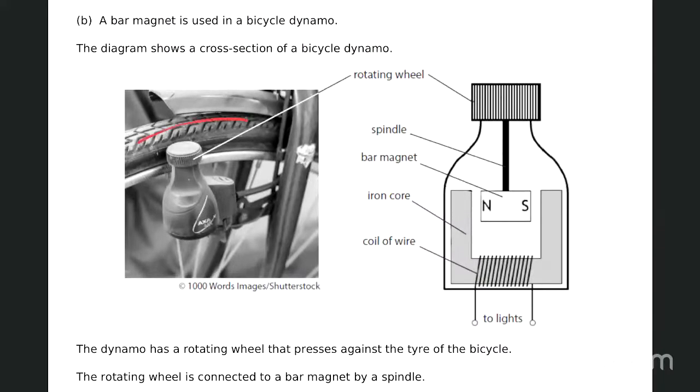So when the bicycle tire goes in this direction, what will happen? This will be rotating like this, which means the cap will be rotating like this. Once the cap is rotating, the spindle will also rotate. The bar magnet is connected to the spindle, so the bar magnet will also rotate like this, which means the magnetic field lines will eventually be cut by the iron core. So therefore there will be power generated.